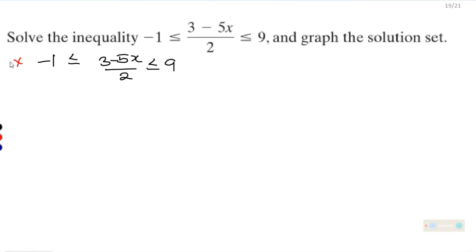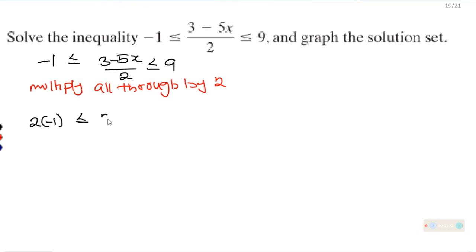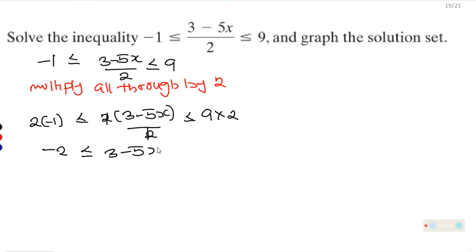Let's see, multiply all through by 2. So we have 2 times minus 1 less than or equal to 2 times (3 minus 5x) over 2 less than or equal to 9 times 2, and this will give us minus 2 less than or equal to 3 minus 5x less than or equal to 18, and then we can take 3 away.